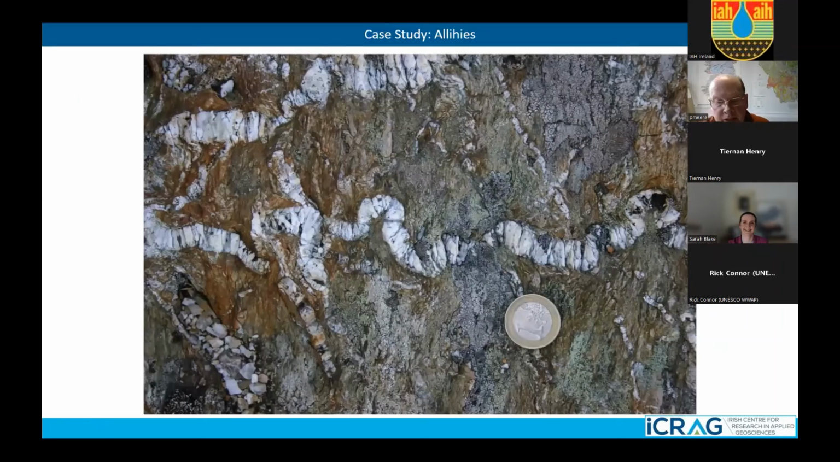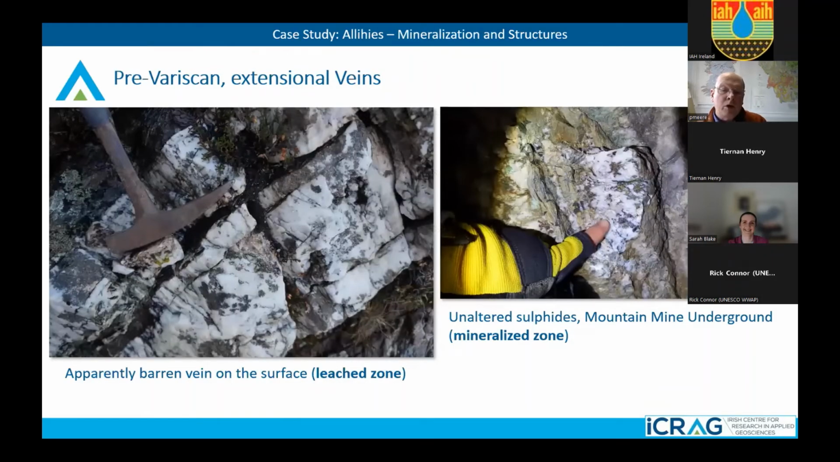This is, again, a lovely example of an early quartz vein that was folded and cleaved during the Variscan. Just to give you an idea what these look like in the field, on the left-hand side, and interestingly enough, when you look at these veins in the field, a lot of the sulfides, the chalcopyrite and the other sulfides, have been leached out. So there is little or no evidence that they're mineralized.